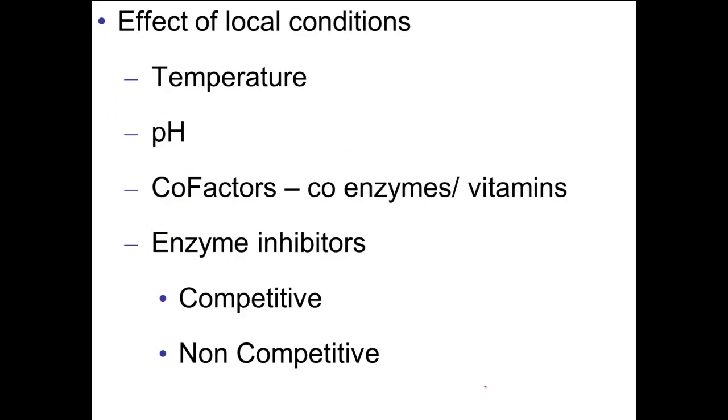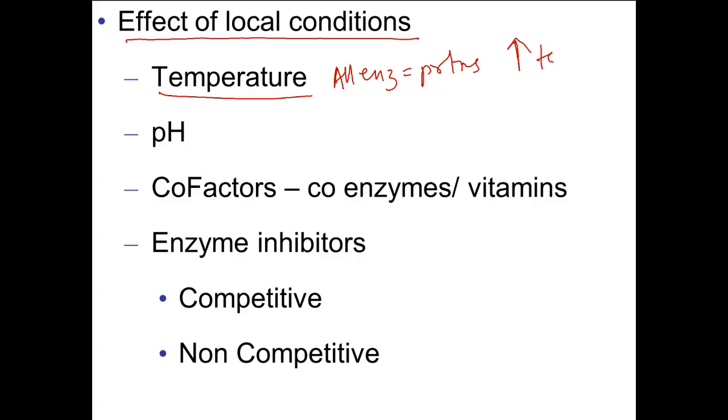Now, there are local conditions which can affect the rate of the reaction. One is temperature. Now you must remember, all enzymes are proteins. To a certain extent, an increase in temperature will increase the rate of reaction. Like for example, a 10 degree increase, you would see a difference. But beyond a certain point, a further increase in temperature will have no effect because the enzyme denatures.